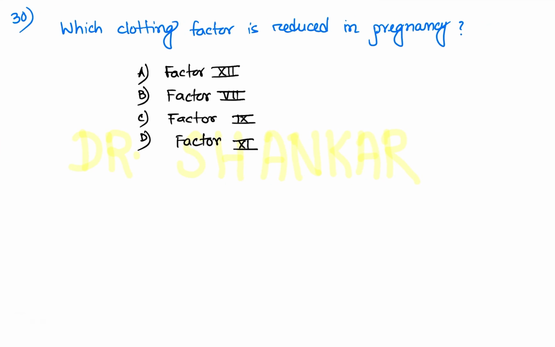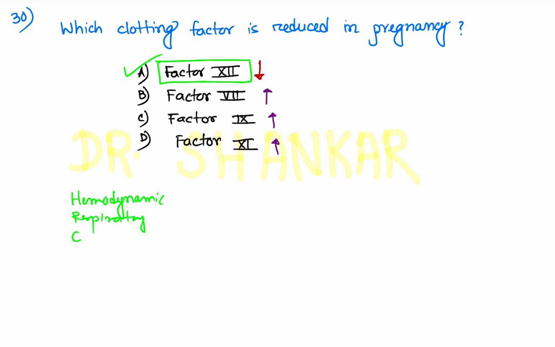Next, coming to question number 30, which clotting factor is reduced in pregnancy? As all of you know, factor 12 is reduced in pregnancy, factor 7 increased, factor 9 increased, factor 11 increased. So which clotting factor is decreased in pregnancy? That is factor 12. So this topic is very important. What are the hemodynamic changes in pregnancy, what are the respiratory changes in pregnancy, and what are the cardiovascular changes in pregnancy? So these topics are very favorite topics for the INICET examiner.